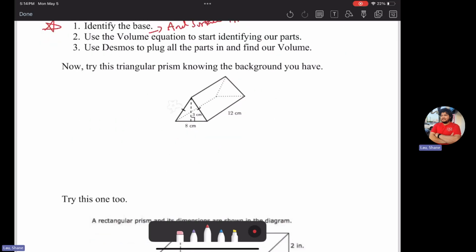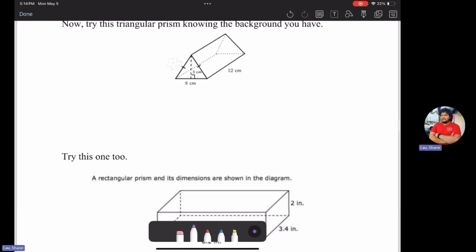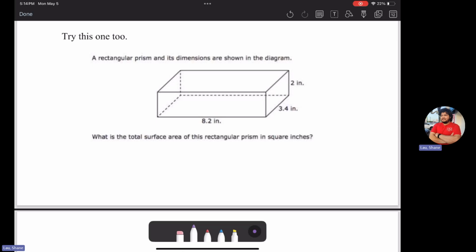So I'll give you some time. Go ahead and try this problem. I'm not going to put any work on the actual screen itself. I will put the answer at the very end, but go ahead and try this. And then whenever you come back, whenever you're trying to find your answer, here's the answer: 144 centimeters cubed. Again, cubed because it's a volume. When you've tried this one, go ahead and come back.